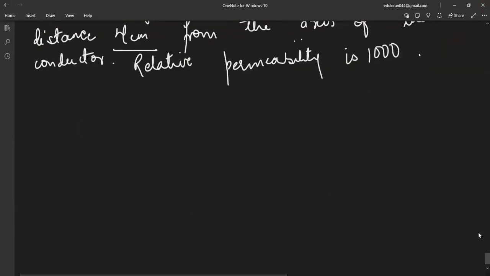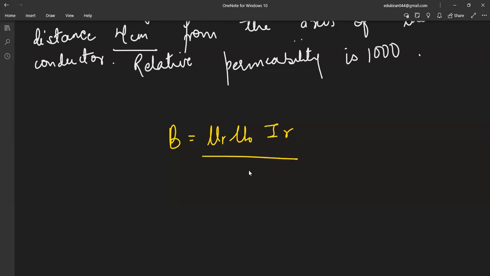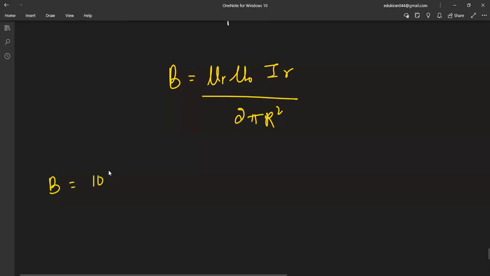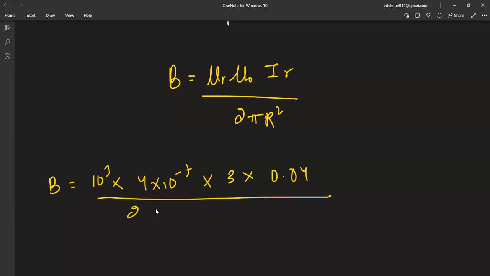The formula which we initially used only had mu naught. You will multiply mu r and the rest of the story remains the same. That's it. It's a very short question though. You just have to remember this. Mu naught, current is 3 and the distance is 4, so that becomes 0.04, divided by 2 into 3.14 into 0.05. Whatever you get is your answer.